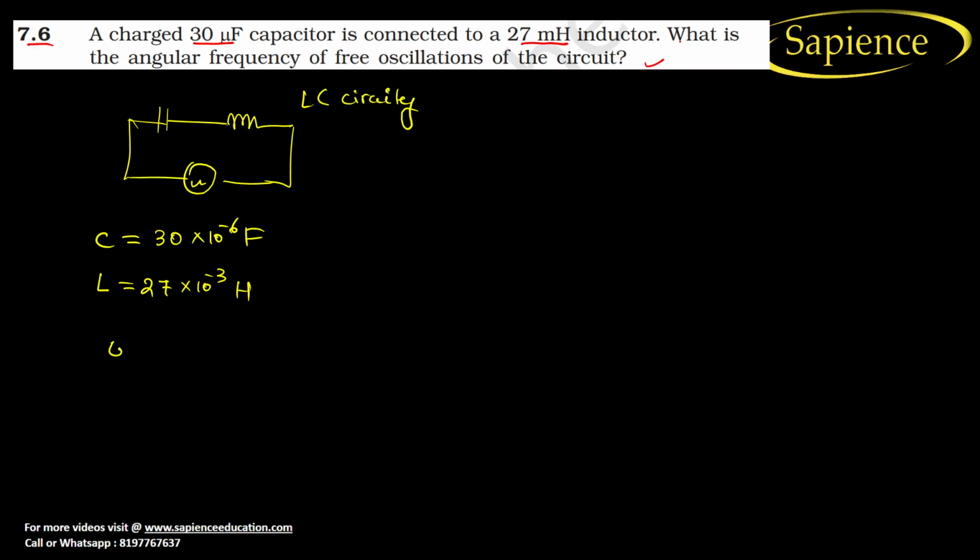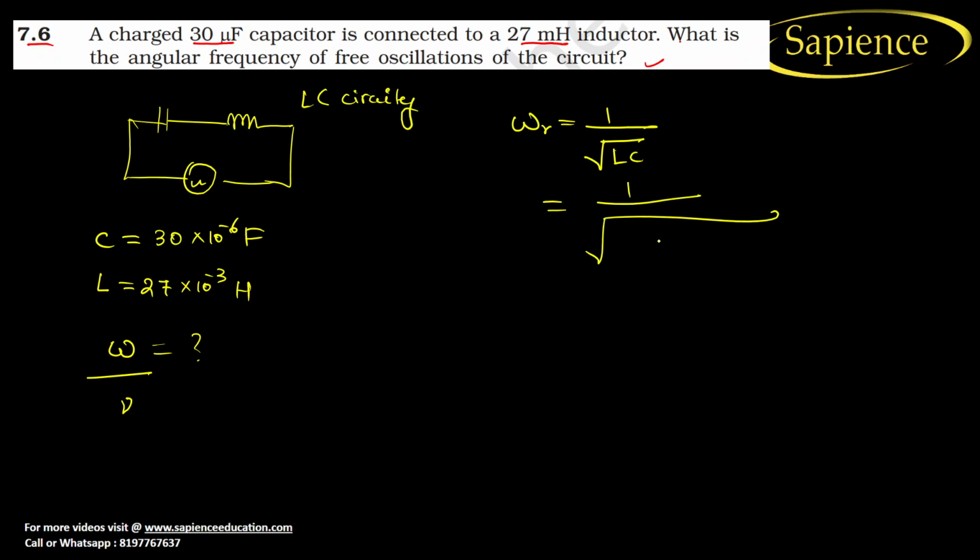Whenever they are asking angular frequency, that is omega, they are asking omega, right? Simply frequency means f, and angular frequency means omega. Now omega R is equal to 1 by root under LC for an LC circuit, right? So this will be how much? 1 by root under 27 into 10 to the power minus 3 into 30 into 10 to the power minus 6.